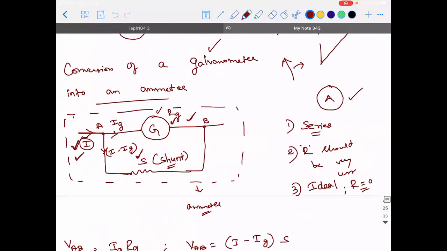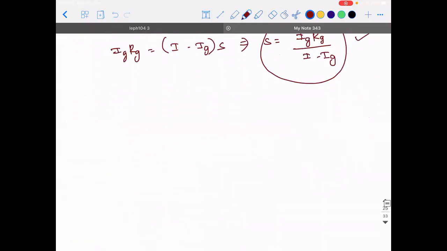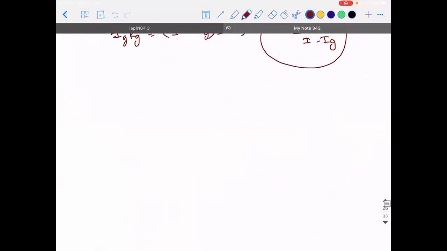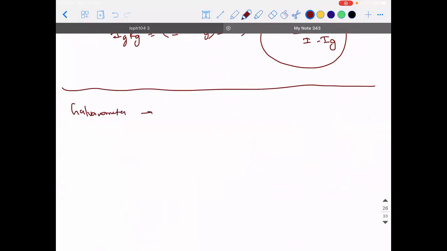Now, what is the next job? You have converted the galvanometer into a measuring device, an ammeter, which measures current. Obviously, the next task is to convert it into the other device. What is the other device? Voltmeter, sir. That's it. So, galvanometer to voltmeter conversion.